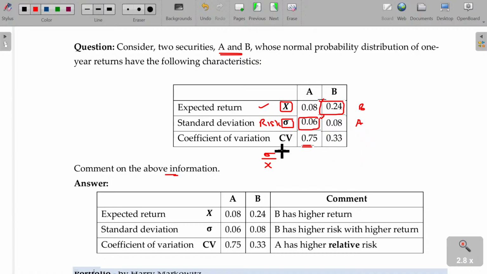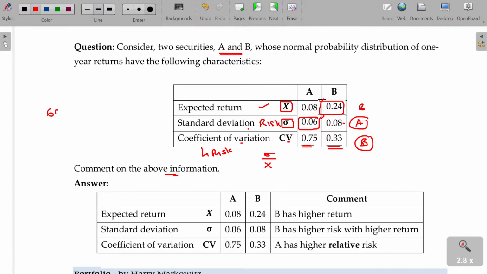And the coefficient of variation is also an indication to study risk, but in relative terms. While going for the relative term, B is superior and B is less risky. As per the standard deviation, B is riskier. As per the coefficient of variation, A is riskier.